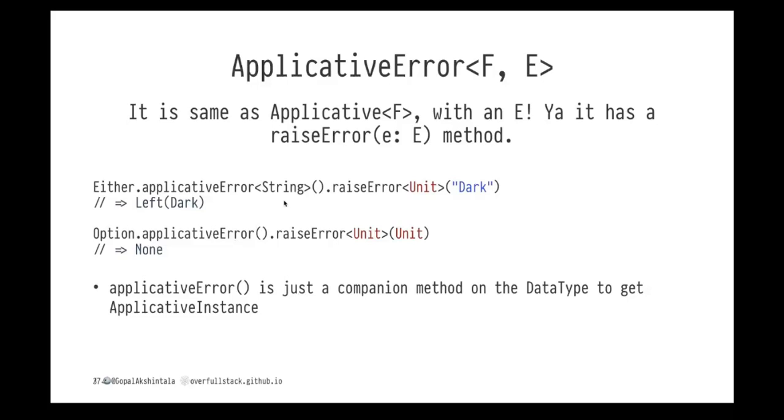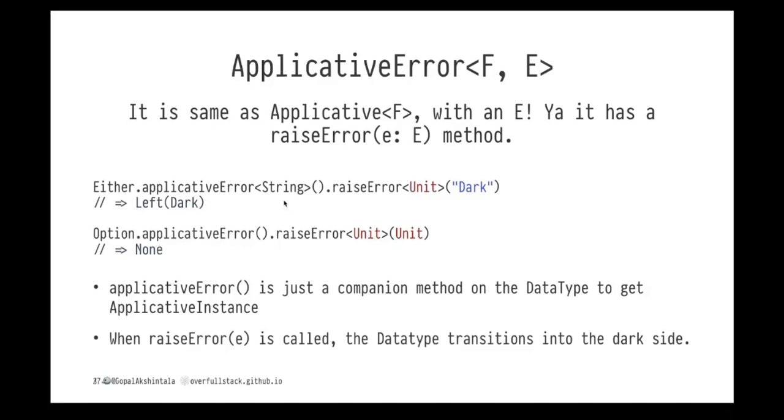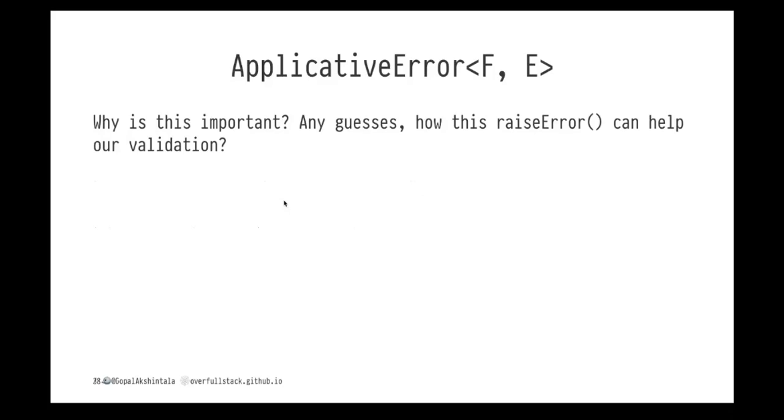Again, you can go back to the source code and see what its signature is, but let's not get into that now because it's going to add more confusion. I hope you're clear about raising errors. Now, I just discussed it. Why is it important? Any guesses how raiseError can help our validation?